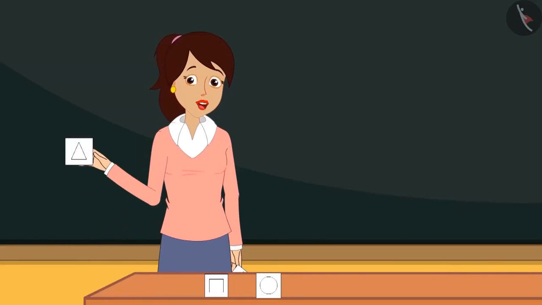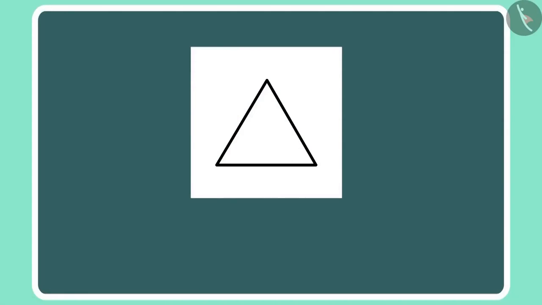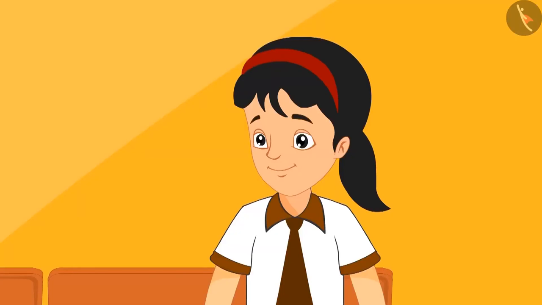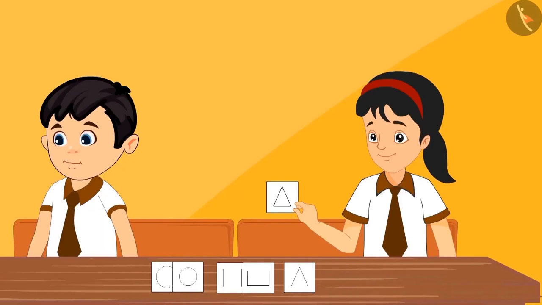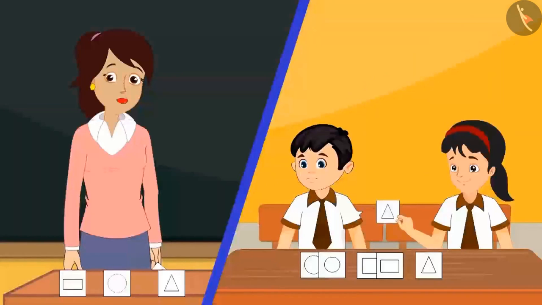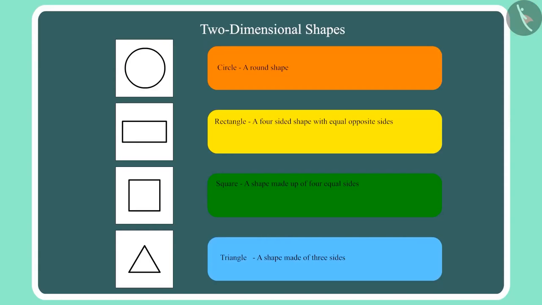And now let's see this shape. We call it a triangle. Ma'am, why do we call this a triangle? Pinky, because this shape is made of three lines. That's why we call it a triangle. Then that means this is also a triangle, right? Yes, Pinky, you are right. This is also a triangle.